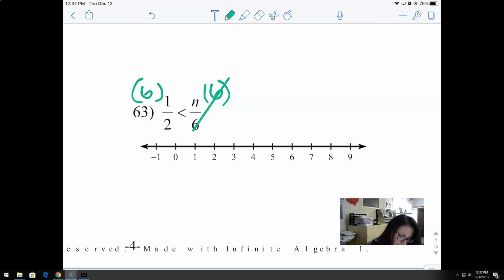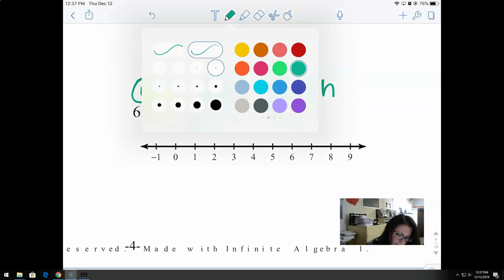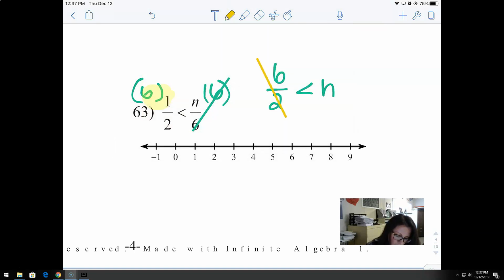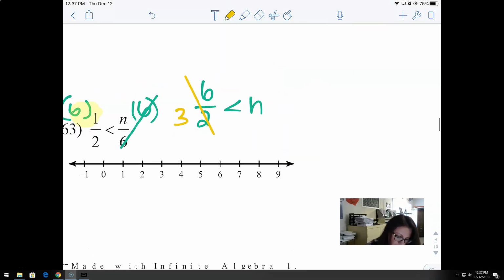So we see that 6 times 1 is 6 all over 2. So we get 6 all over 2, which is less than n. But what is 6 divided by 2? 6 divided by 2 simplifies to 3. So we get the statement 3 is less than n.